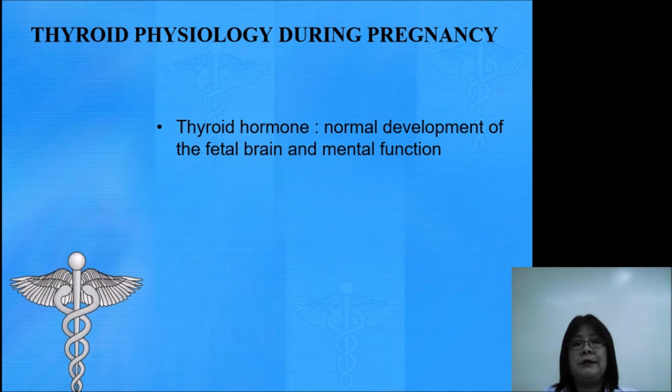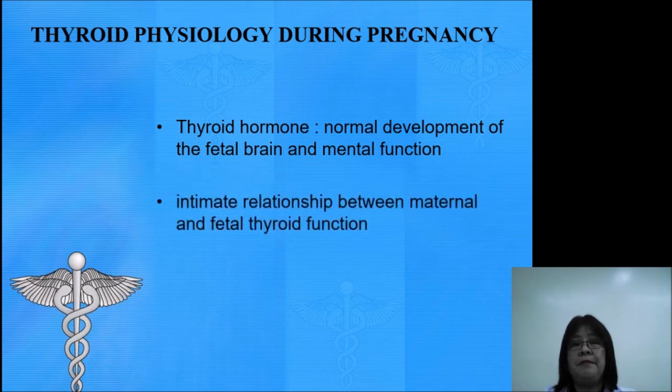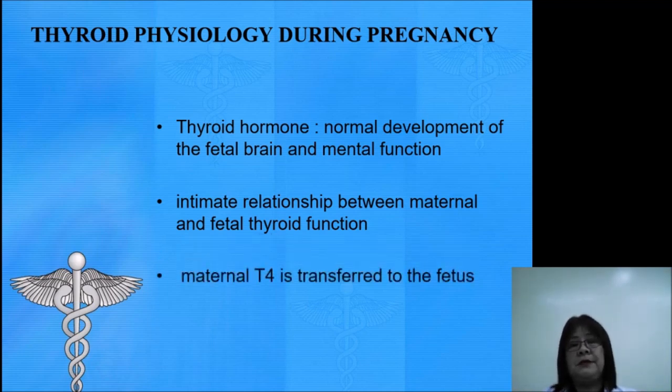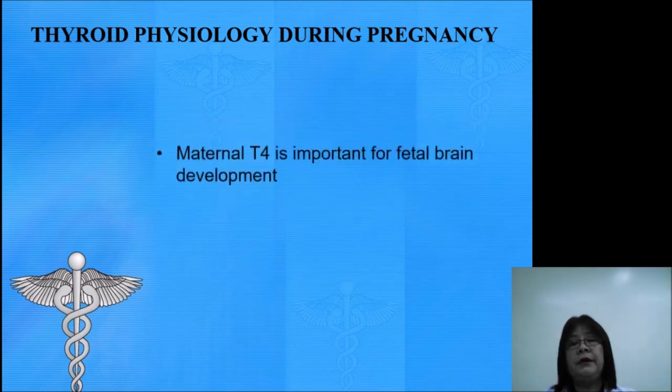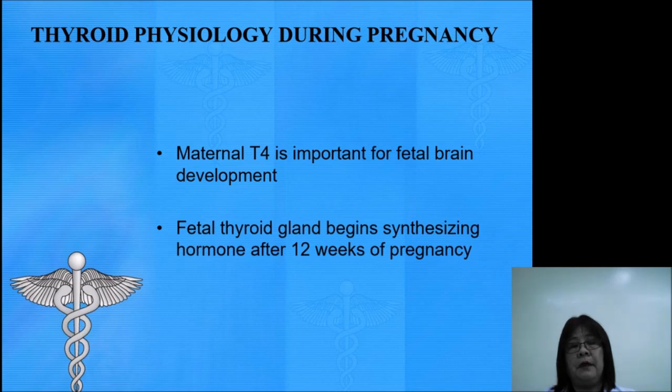Thyroid hormone is very important in the development of the fetal brain and mental function of the baby because there is an intimate relationship between the maternal and fetal thyroid function. Maternal T4 is transferred to the fetus, and it is important for brain development. How about the fetal thyroid? It will only begin synthesizing the hormone after 12 weeks of pregnancy.